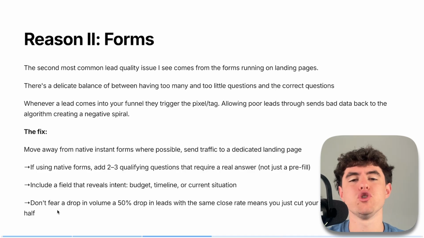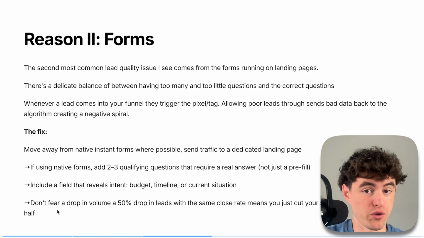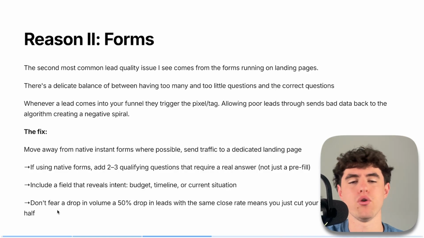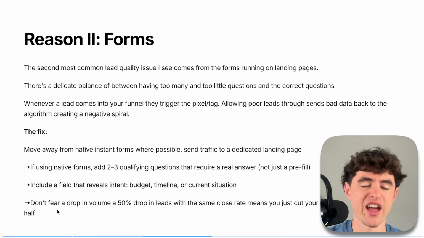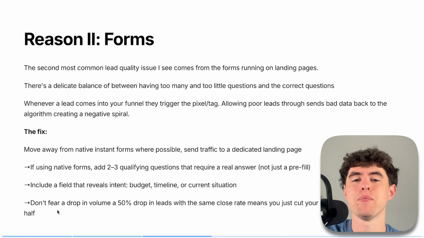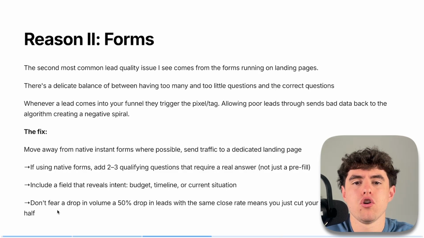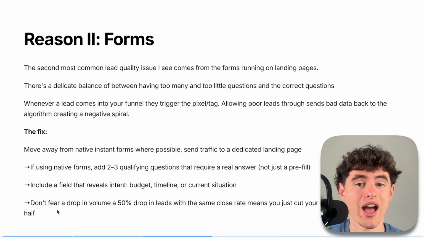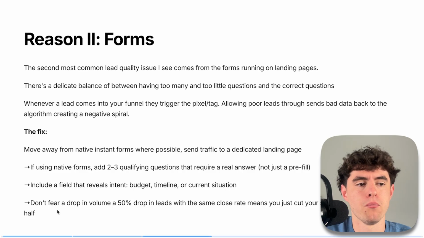If you're using native forms, you want to add 2 or 3 qualifying questions, to say the least, that require a real answer, not just something that's a pre-fill, name, phone, etc. And you want to include a field that either reveals the budget, the timeline, or the current situation they're in, because this is sensitive information that they're not just going to reveal immediately. Someone who's actively in the market looking to sell, for example, is going to reveal this information because they're motivated, they know it's urgent and they need to get it done. Whereas someone who's more of a tire kicker is not going to feel inclined to give this sensitive information.